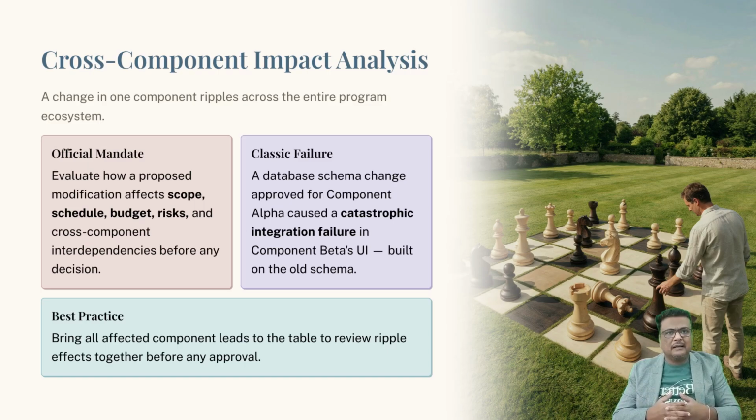Think of it like, have you ever seen a program manager approve a simple change to a database schema for component project alpha, completely unaware that component project beta was already building its entire user interface on the old schema, causing a catastrophic integration failure? That is a classic impact analysis failure. When we run our change control process, our impact analysis brings all affected component leads to the table to review the ripple effects together.